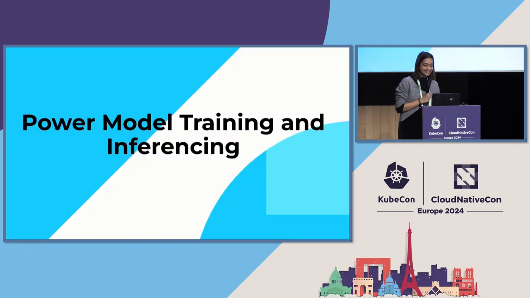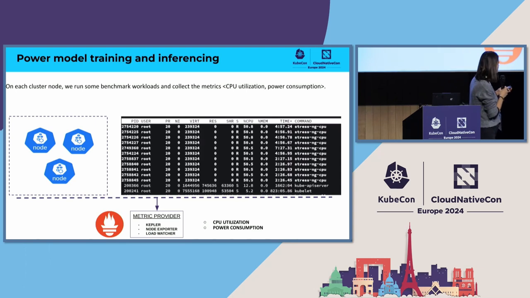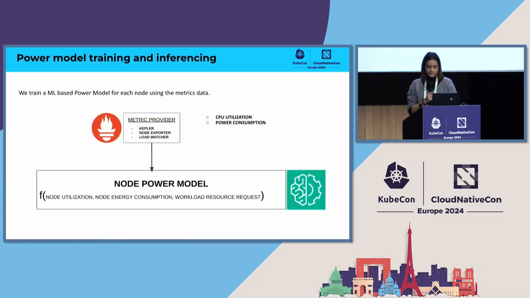So let's talk about the power model training and inferencing. Each node will run some benchmarks. This is a screenshot; we were using StressNG for this particular experiment. We ran a lot of benchmarks, overutilizing the nodes at 100% utilization. We collected the metrics. The particular metrics we were focused on were CPU utilization and power consumption. Using those metrics, you generate your node power profile.